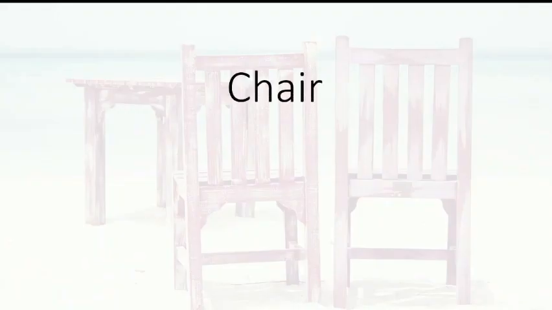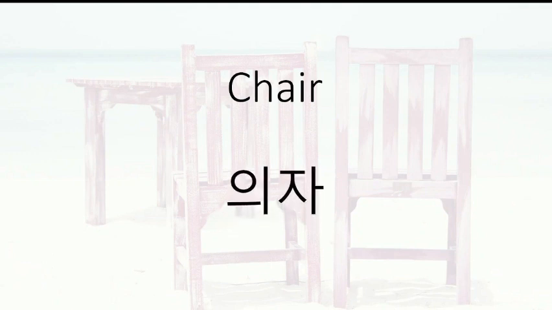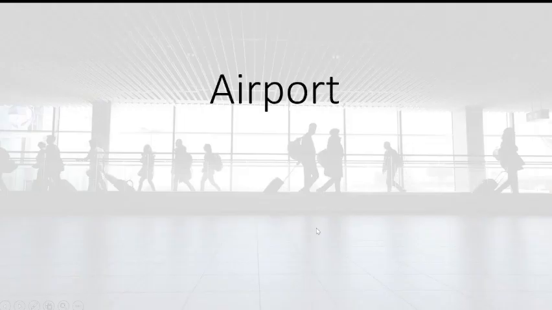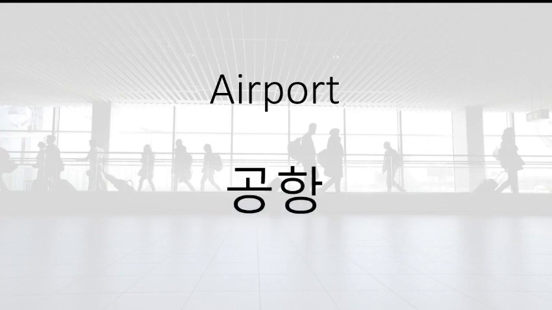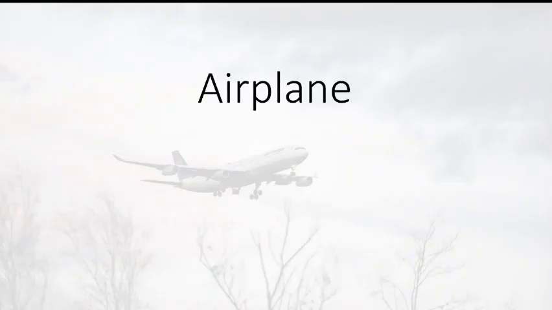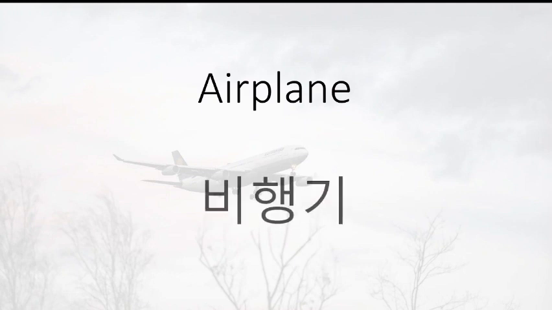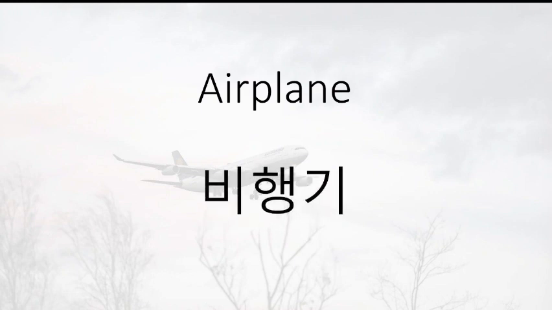Alright, next comes the Korean word for chair, that is 의자. 의자. We know it is a diphthong which is pronounced as ui. So the pronunciation of chair in Korean is 의자. Alright? Okay. Next comes the Korean word for airport, that is 공항. 공항. Okay? Next is the Korean word for airplane, that is 비행기.